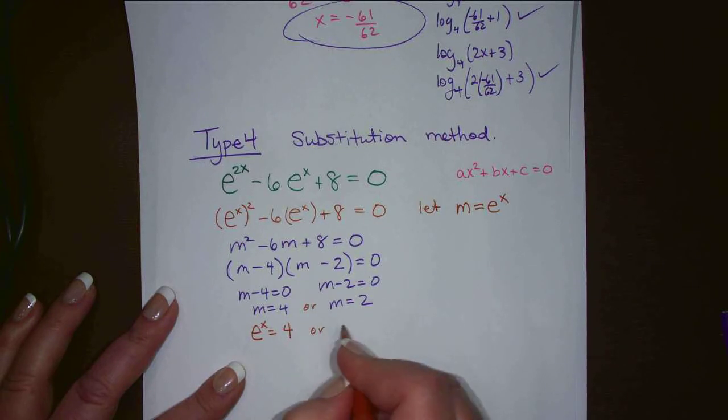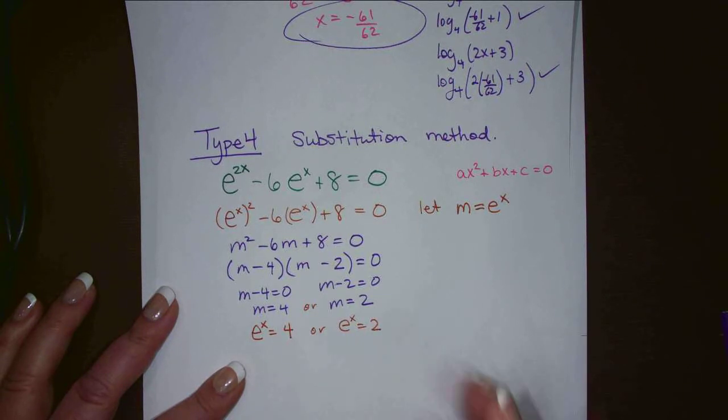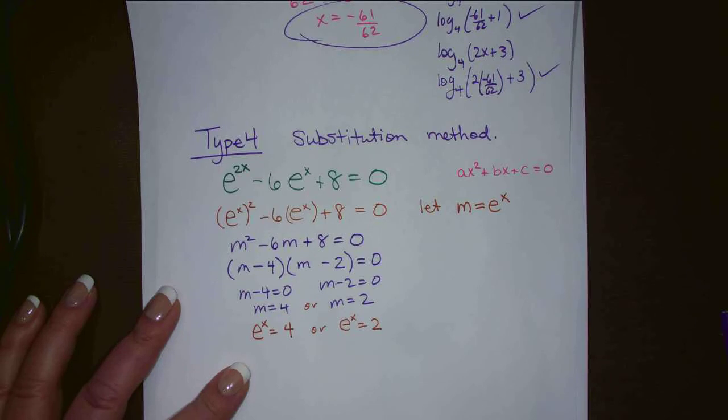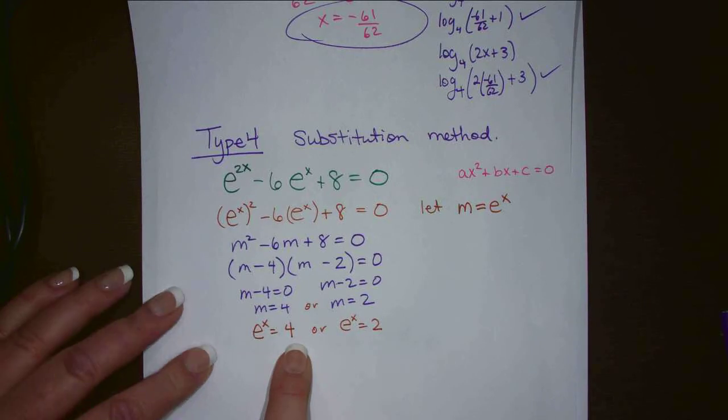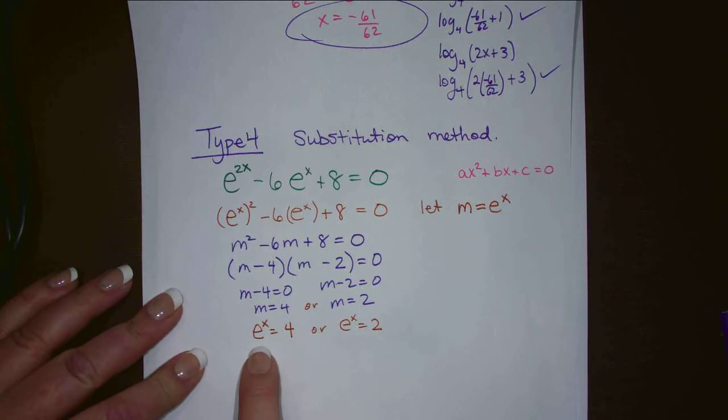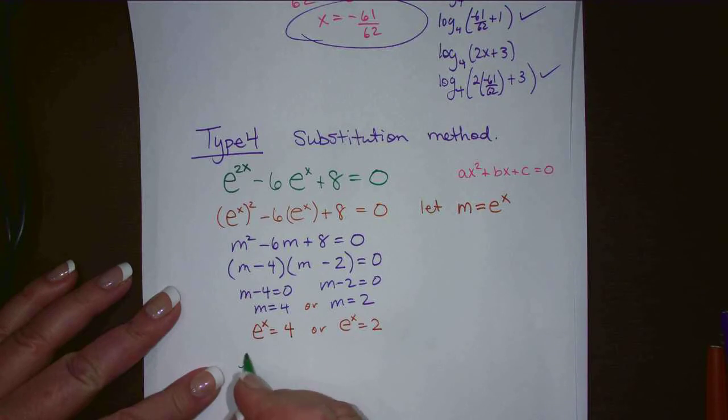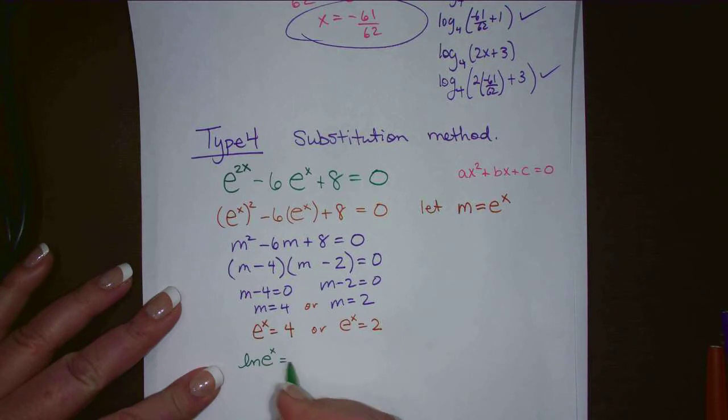Or e to the x equals 2. We have to solve for x now. This is back to type 2, type 2a, which is an exponential. What do we do to both sides to get rid of an e? That's the inverse function of the e: log base e, you can write it that way, or as a ln. So you take the log base e of both sides. These cancel. We get x equals ln 4. There's our first answer.